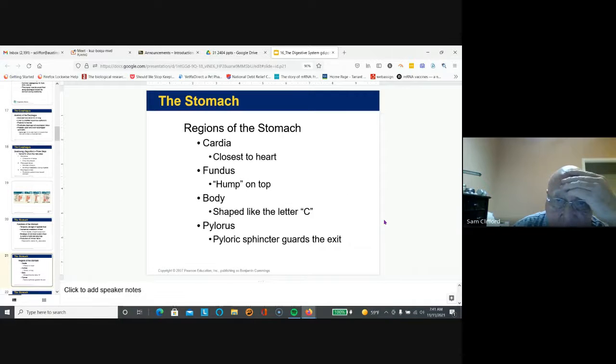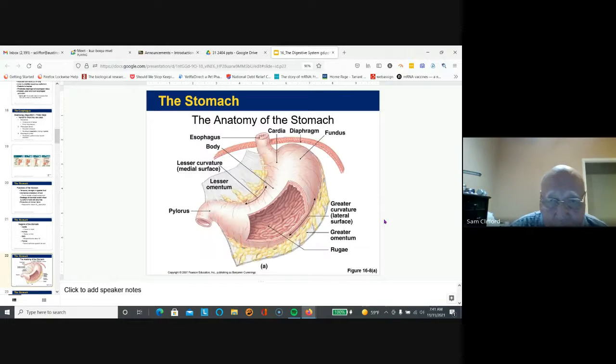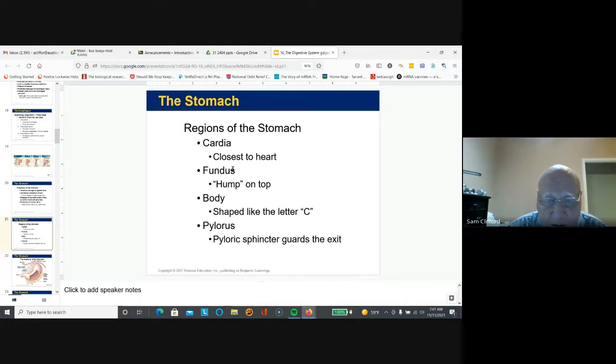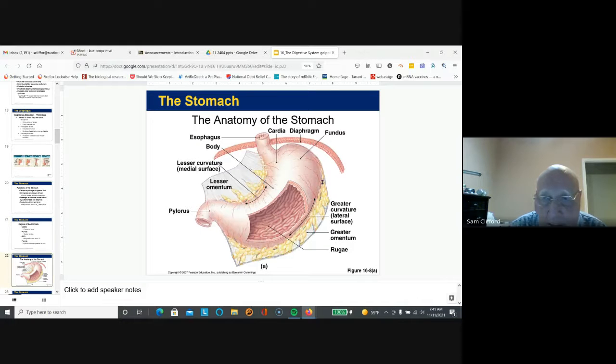The stomach has 4 regions, and here they're all labeled. So the cardia, the pylorus, and the body. Let's get them all. The fundus, the body, and the pylorus. So here's the fundus, the body, the pylorus, and the cardia.